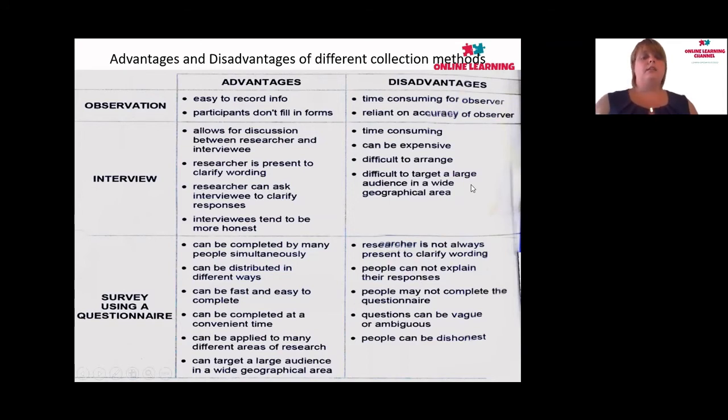And then the last method is the survey using a questionnaire. It can be completed by many people simultaneously. It can be distributed in different ways, and this means it can be online distribution. It can be a piece of paper that you give. It can be mailed. It can be done telephonically. You can ask the questions in very different manners.